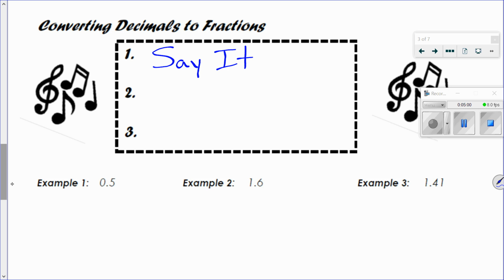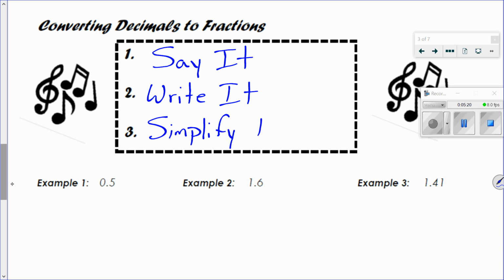After that, we're going to write it. Okay? Not yet. It's actually more of a screamo. And then we are going to simplify it.